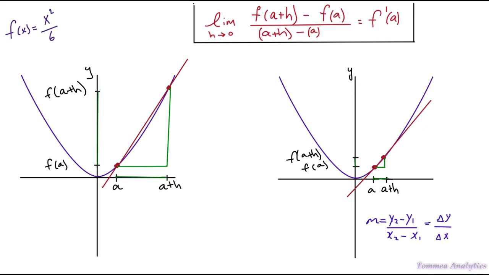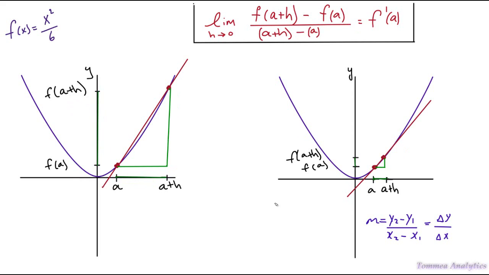Now, to explain the notation, in the numerator here we have f of a plus h minus f of a. That essentially is the change in y, as you can see here. The denominator is a plus h minus a, which I have denoted over here. That essentially is the change in x.